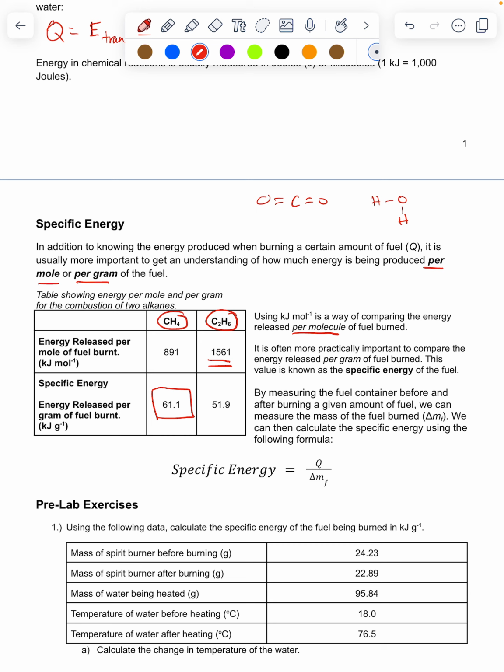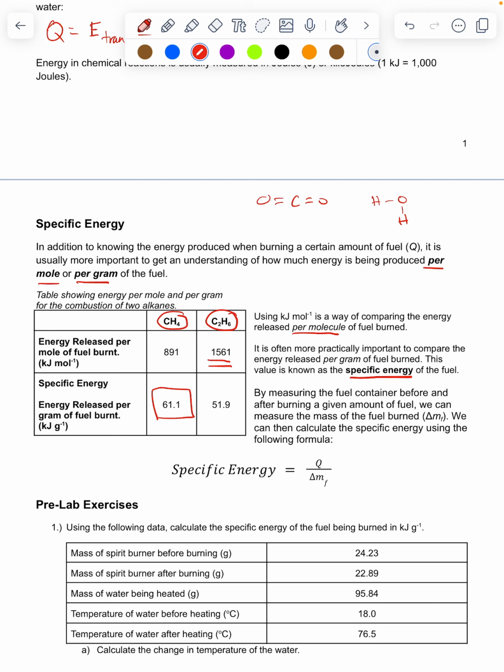And so that value, that energy per gram, is called the specific energy of a fuel. And it's a really important value because when you're using a fuel, often fuels have to be transported around. And so we care both about how much energy we can get out of it, but how much does that fuel weigh itself? Because it's not really good or practical to carry around very, very heavy fuels.